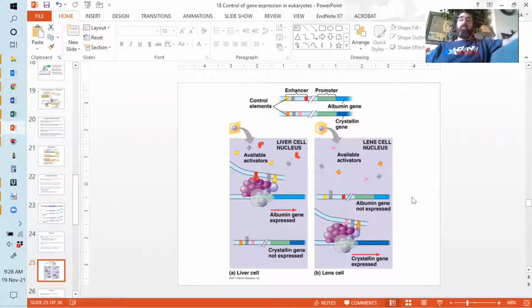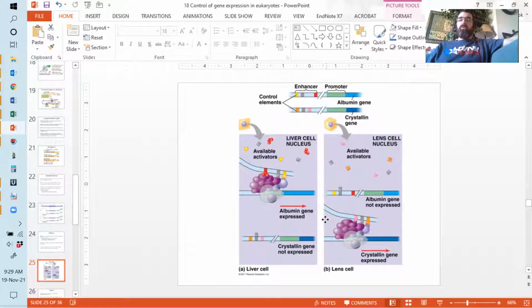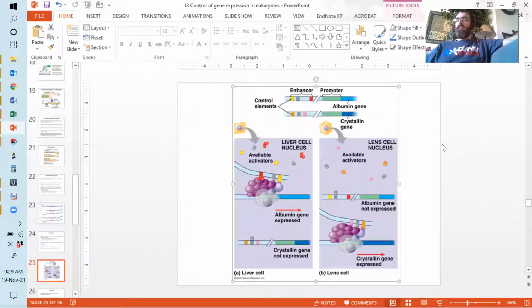Yeah, so obviously you only want that gene expressed in the lens cells, right? Oh yeah, that's why it's hard to repair damage to your lenses, right? Because there aren't many living cells in there. And so those activators are only present for the crystalline gene in the lens cells. And you certainly don't want other genes such as, you know, a general protein gene like albumin being expressed, right? So this is what drives that cell specificity, right? Each gene has its own combination of enhancers.